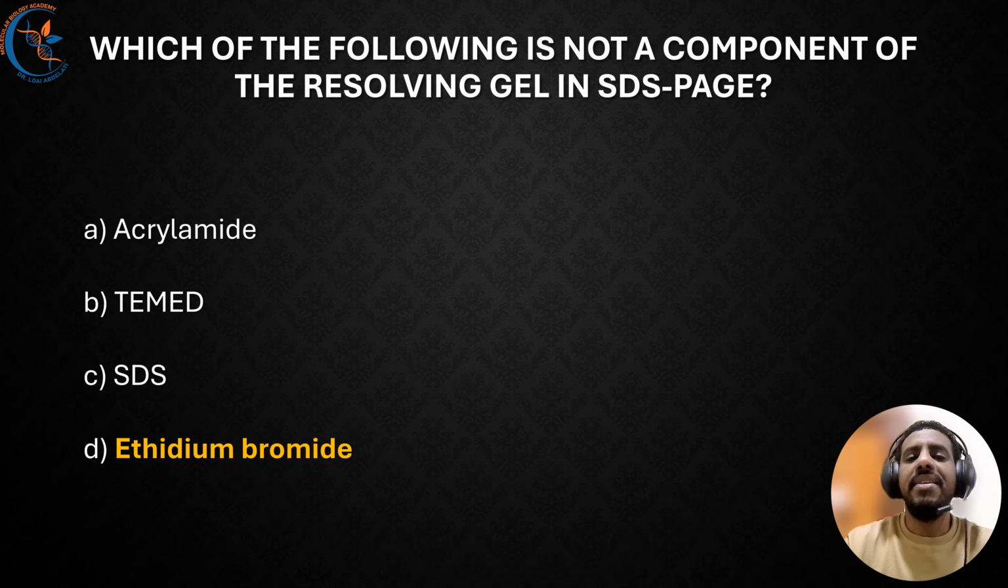Which of the following is not a component of resolving gel in SDS-PAGE? The correct answer is ethidium bromide. Ethidium bromide is not used in SDS-PAGE. It's used for staining nucleic acid in agarose gels.